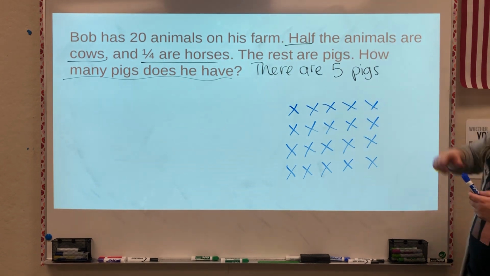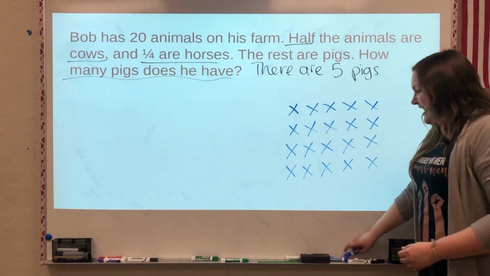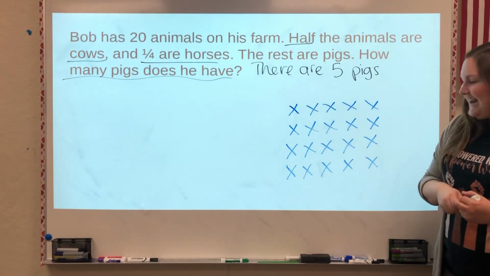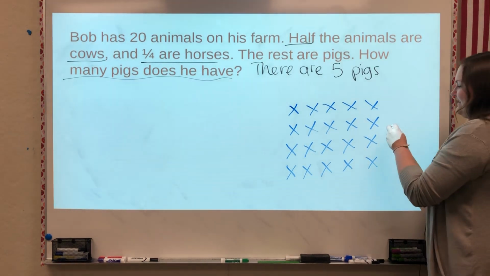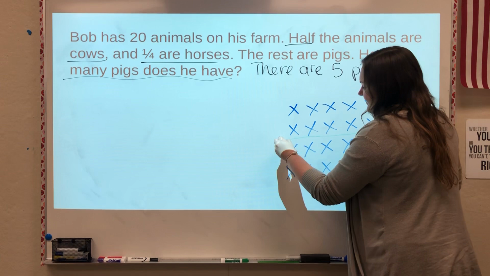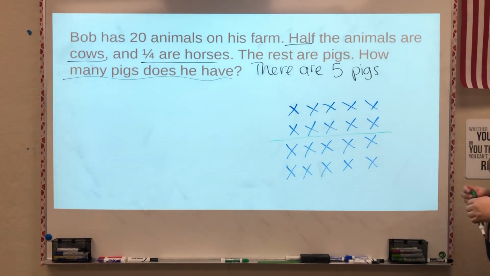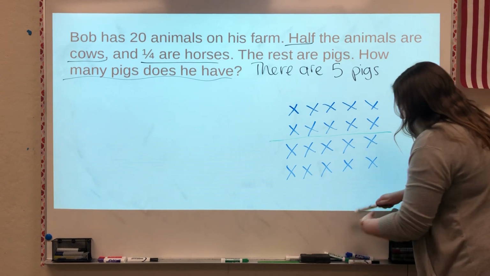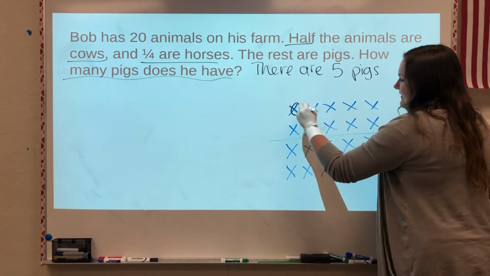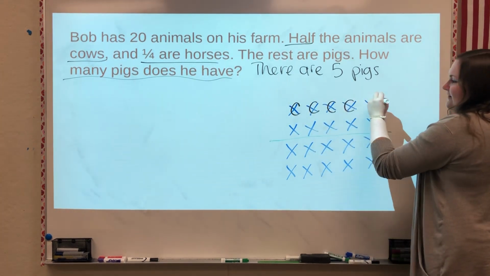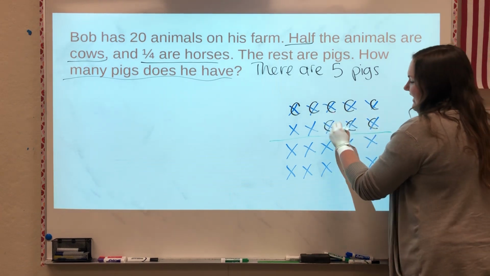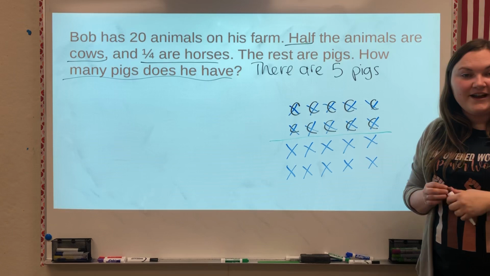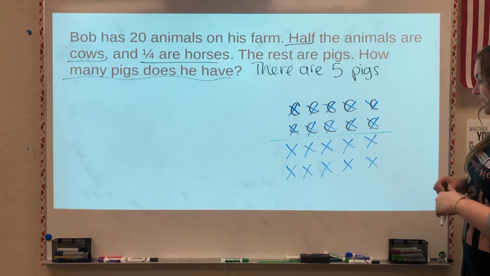It tells me half of those animals are cows. If I wanted to divide this group in half, I'm just going to go right down the middle here. Half of them are cows. So in my picture, I can see that, I'm going to label them. All of these are cows, and there are 10 right there. It's the same thing we figured out with our multiplication.